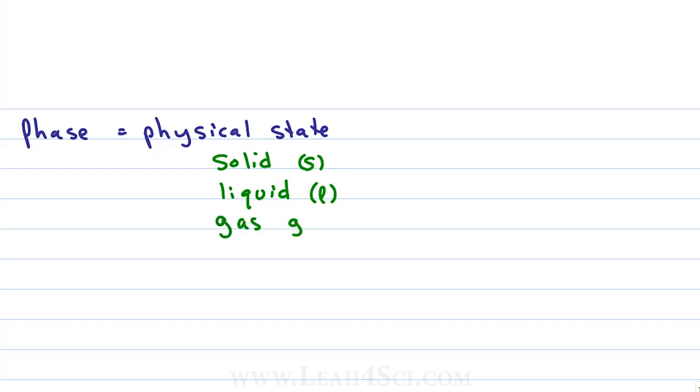And gas, lowercase g, does not have a definite shape or volume, and that means it can expand to fit its container. For example, you can have oxygen in a tank, but if the tank leaks out, then the oxygen will just disperse into the environment.